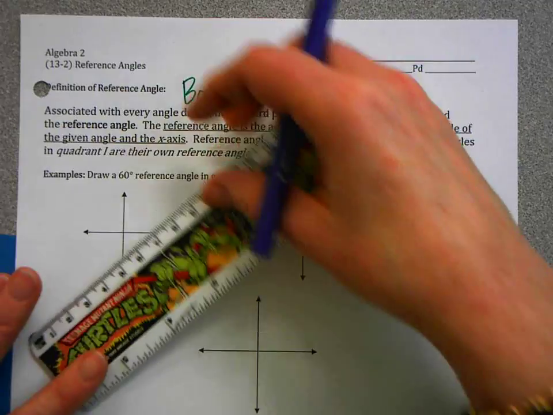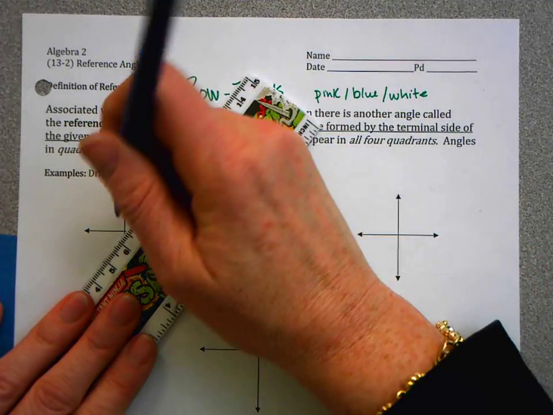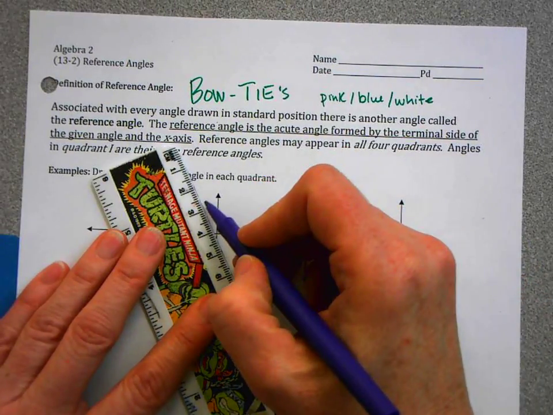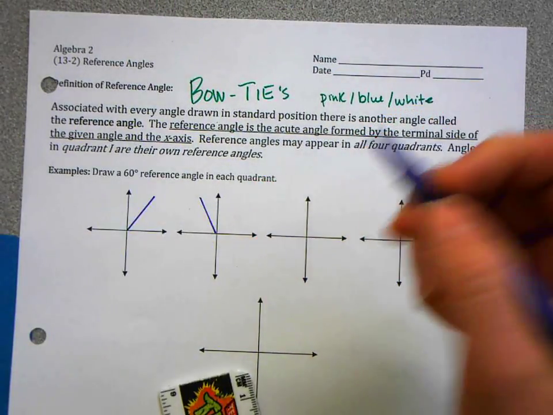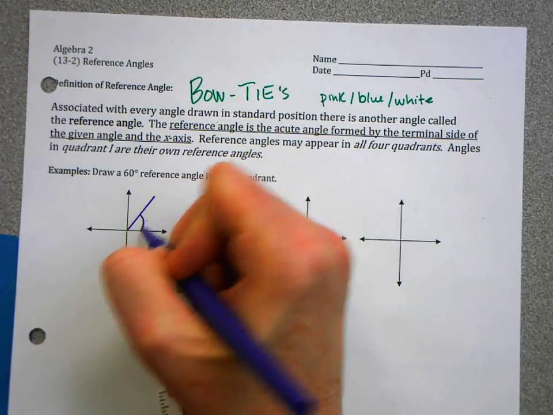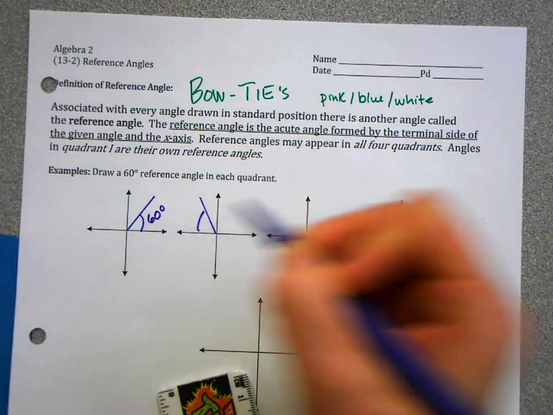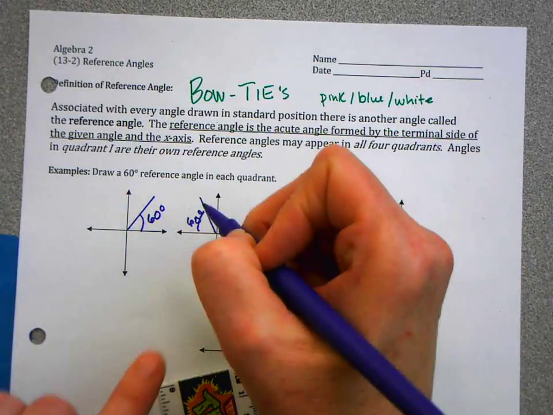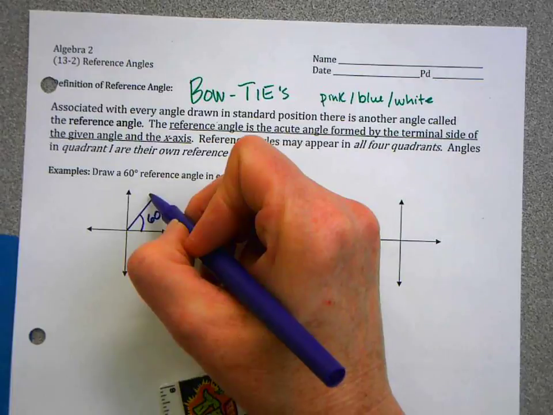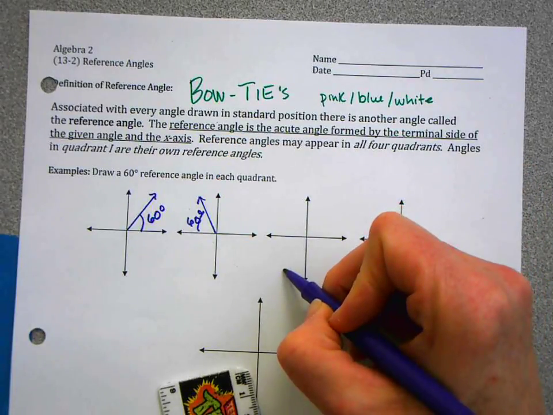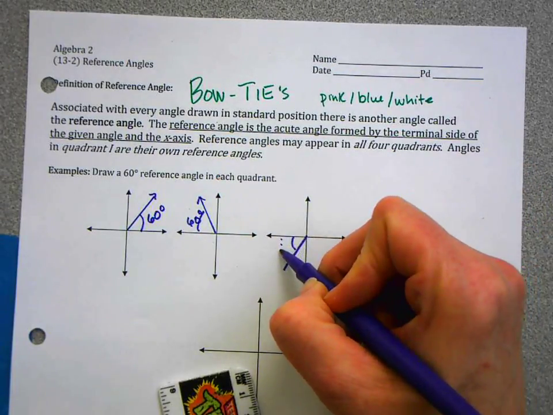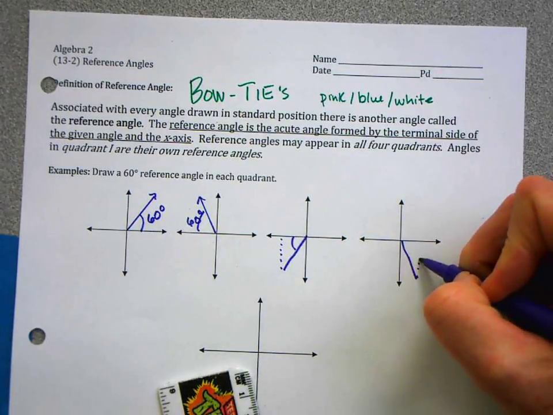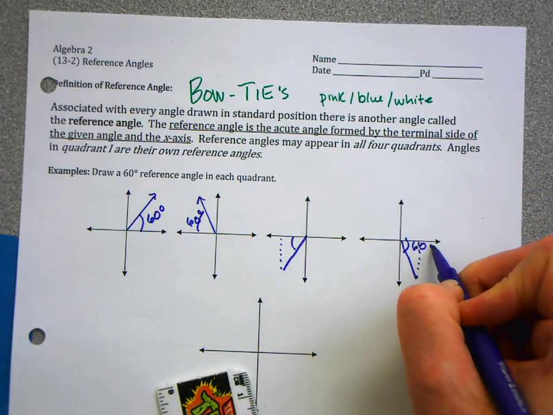So first we're going to draw a 60-degree angle in every quadrant. There's the 60-degree angle in the first quadrant. There's the 60-degree angle in the second quadrant. And when I say 60 degrees, what I mean is it makes a 60-degree angle with the horizontal. This is quadrant 1, this is quadrant 2, this is quadrant 3, and it makes a 60-degree angle with the horizontal. And then in the fourth quadrant, this makes an angle with the horizontal.